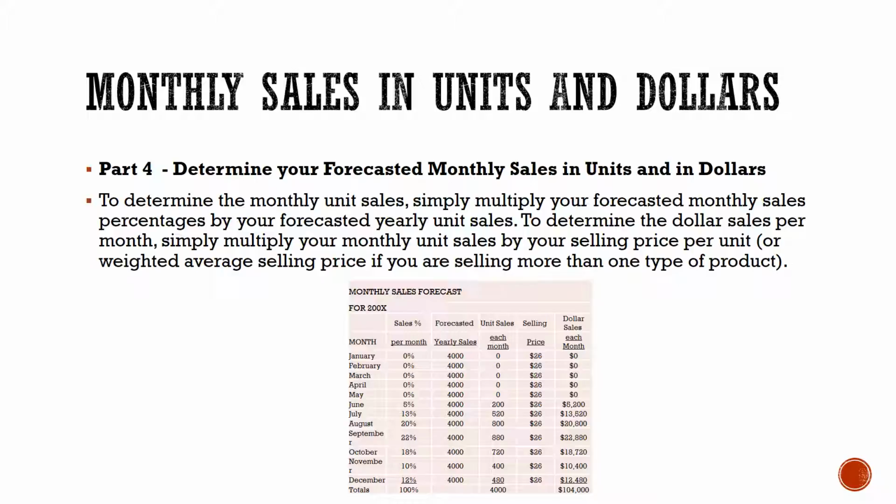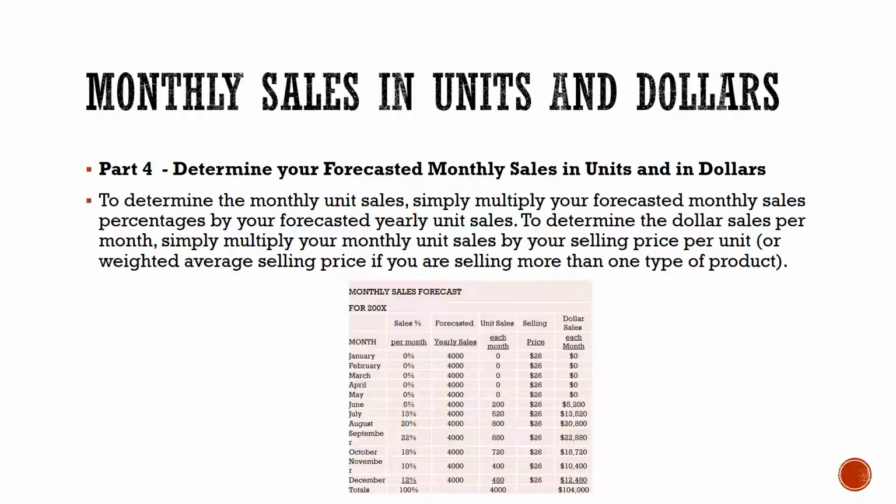So part 4, determine your forecasted monthly sales in units and in dollars. To determine the monthly unit sales, simply multiply your forecasted monthly sales percentages by your forecasted yearly unit sales. To determine the dollar sales per month, simply multiply your monthly unit sales by your selling price per unit, or weighted average selling price if you're selling more than one type of product.